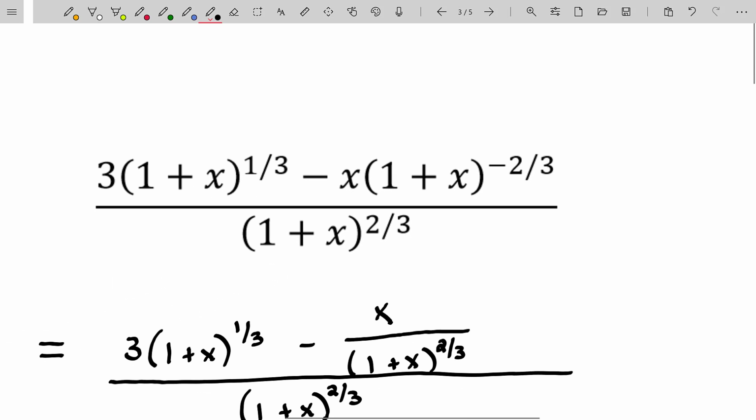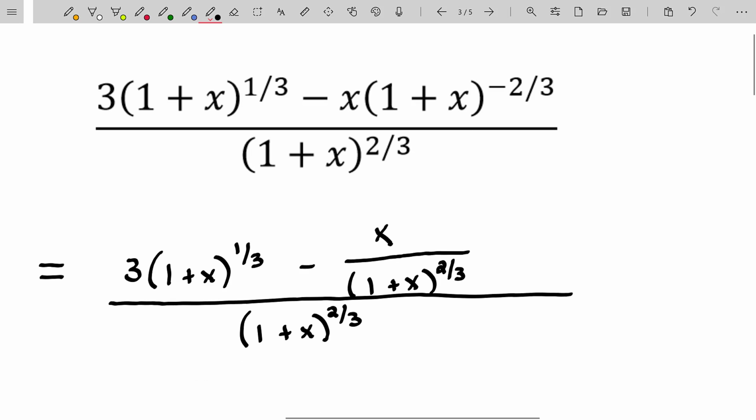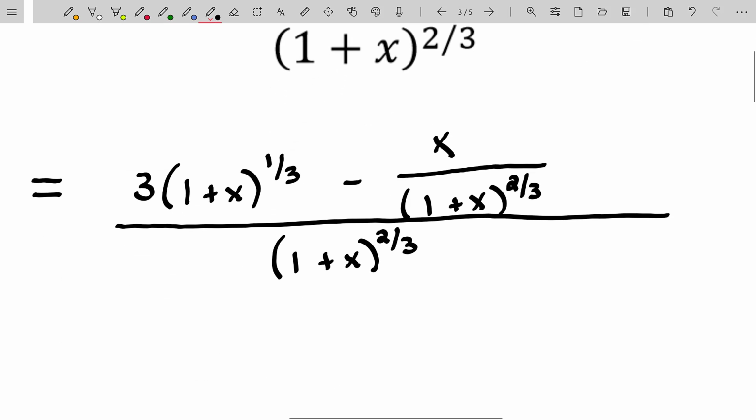So you only need to move down the factor that the negative exponent is attached to, not the factor where the negative exponent is not attached. That's why this 1 plus x dropped downstairs. Now that being said, let's go ahead and figure out how to simplify this compound rational expression, basically this fraction containing fractions.